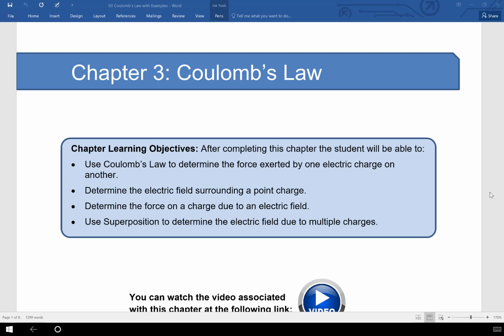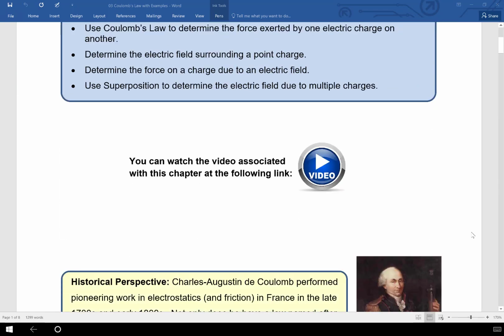that are nearby. So we're going to use Coulomb's law to first of all determine the force exerted by one electric charge on another, determine the electric field surrounding a point charge, determine the force on a charge due to an electric field, and use superposition to determine the electric field due to multiple charges.